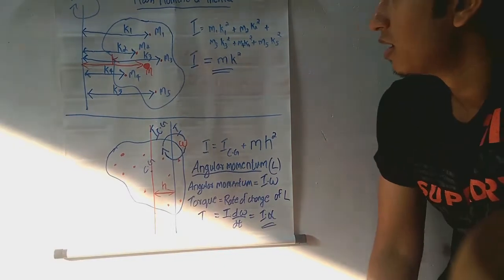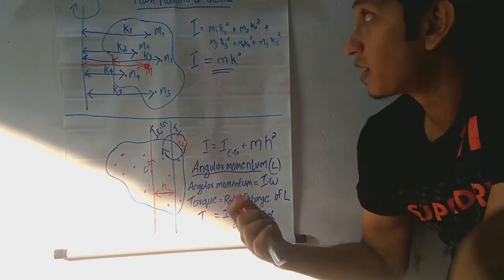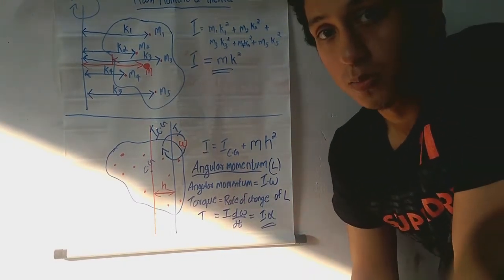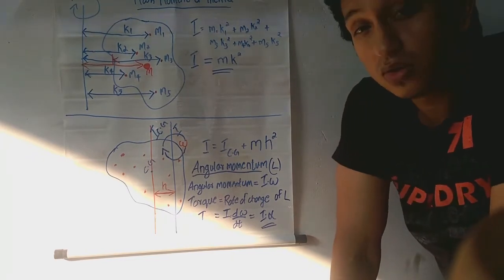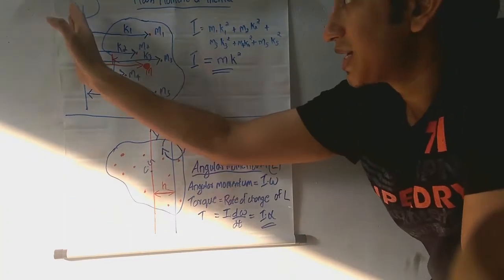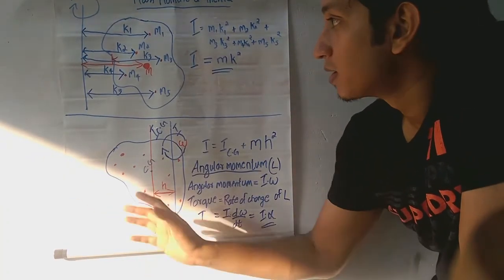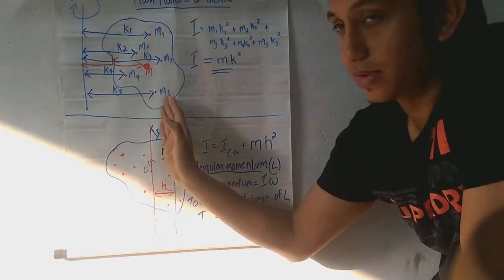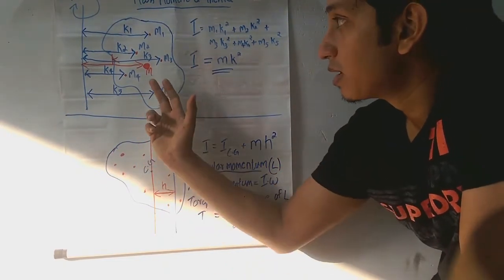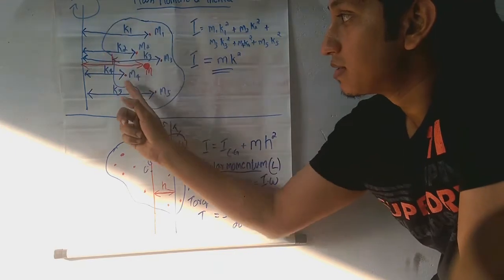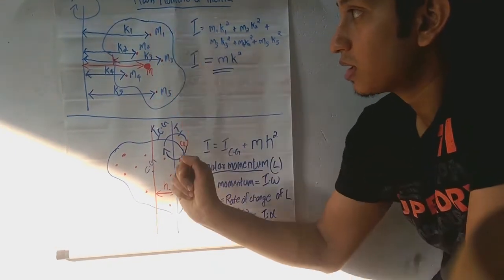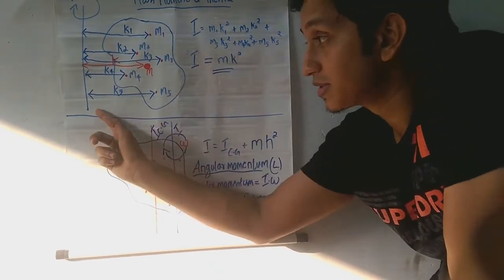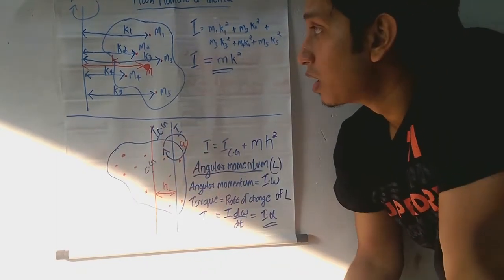Welcome back. Today we're going to talk about mass moment of inertia. Mass moment of inertia is always defined about an axis. That axis can be anywhere. So imagine a body. We're going to rotate this body about this axis.